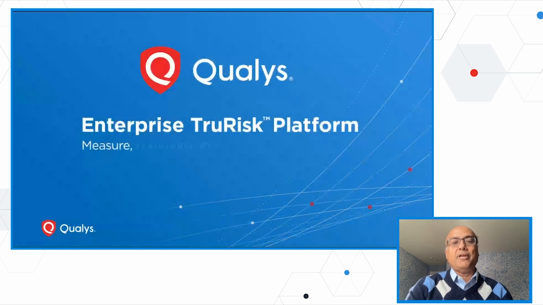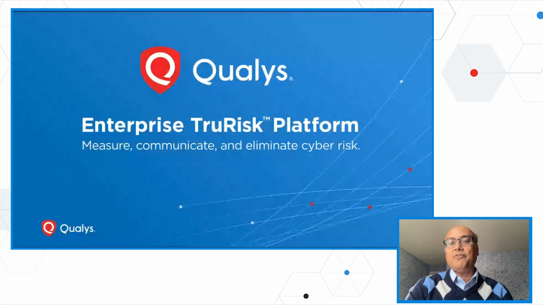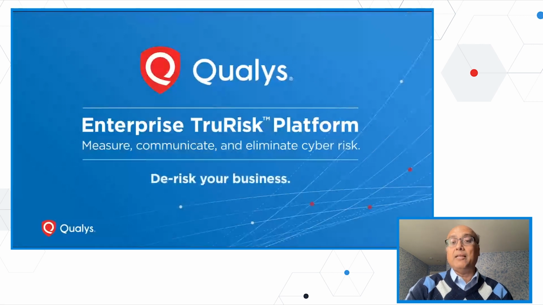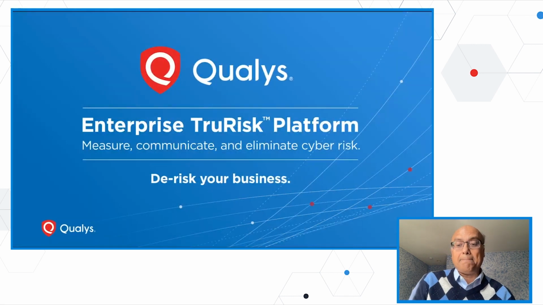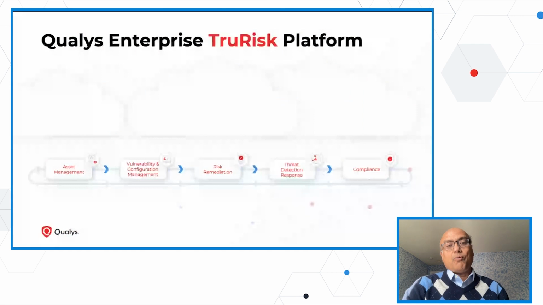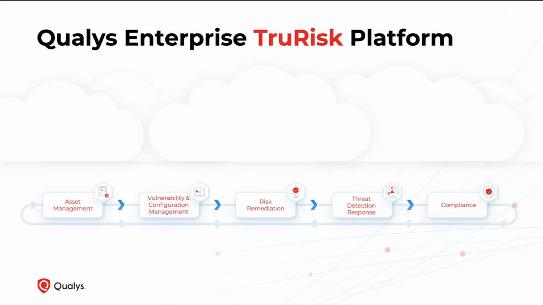Last year, Qualys introduced the Enterprise TruRisk Platform, a unified platform for measuring, communicating, and eliminating cyber risk. Now, what does that mean? One of the critical parts of our TruRisk platform is to be able to assess your known and unknown assets, then do vulnerability and configuration management to assess risk, then do risk remediation to fix what you found, and then threat detection and response to actively monitor threats, and finally compliance to keep up to date with all the different compliance mandates that are out there.